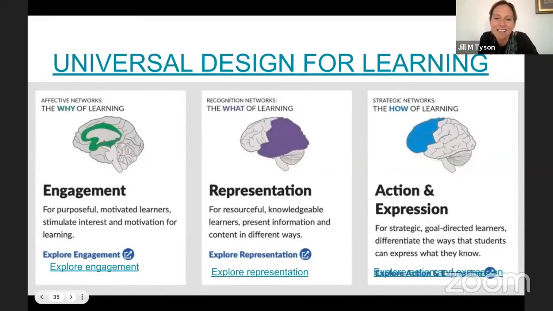Universal design is another. So planning backwards is one way. Universal design is another way. Depth of knowledge is another way. There's so many different ways to plan lessons that are all really, really good. So I love backwards planning. I think it's the most efficient way to plan in my practice.